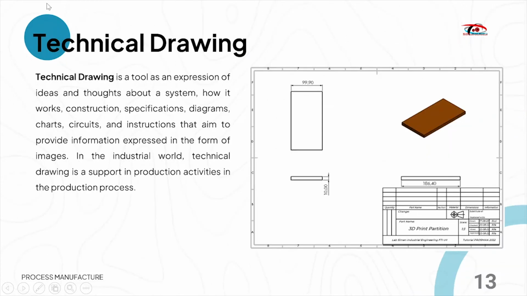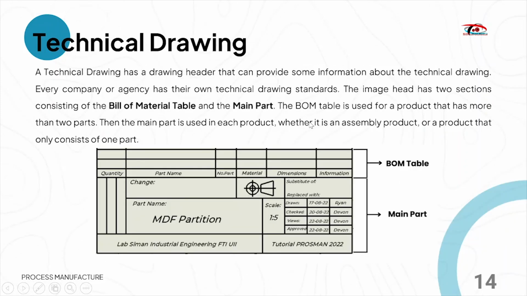The next one is technical drawing. Technical drawing is a tool as an expression of ideas and thoughts about the system, how it works, construction, specification, diagram, chart, circuit, and instruction that aim to provide information expressed in the form of an image. So this is the example of the technical drawing, as you can see on your screen. It shows the dimension of the product, the width, the height, and etc. So this is a technical drawing.